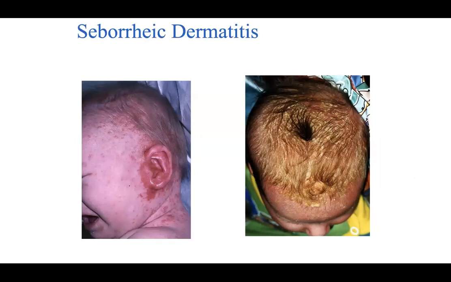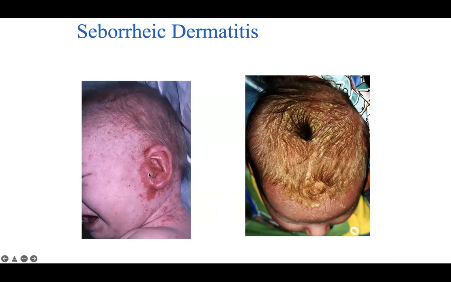Seborrheic dermatitis is kind of an overlap between spongiotic and psoriasiform. You've heard of the quote "sebopsoriasis." So if you think about seborrheic dermatitis, there's a lot of overlap with the psoriasiform dermatitis, but you can get some spongiosis too. It doesn't look like classic psoriasis on biopsy, but it's got some features of psoriasis here.